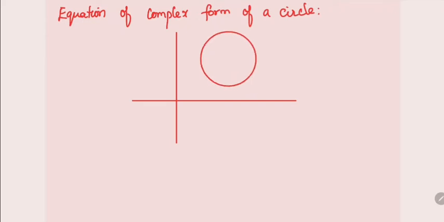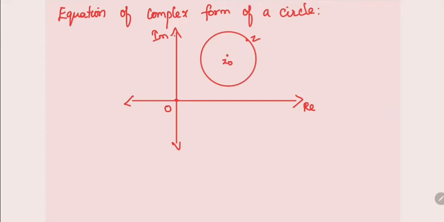See now, the horizontal line is nothing but the real axis and the vertical line is the imaginary axis, and the intersection point is 0. Now we are going to write the equation of the circle. For that, I'll take a fixed complex number Z0 and the moving complex number Z.